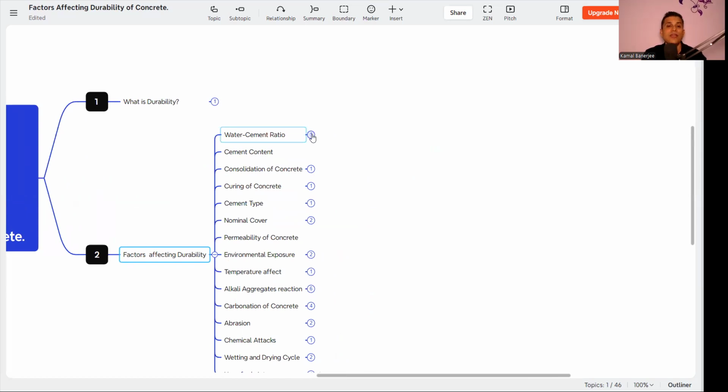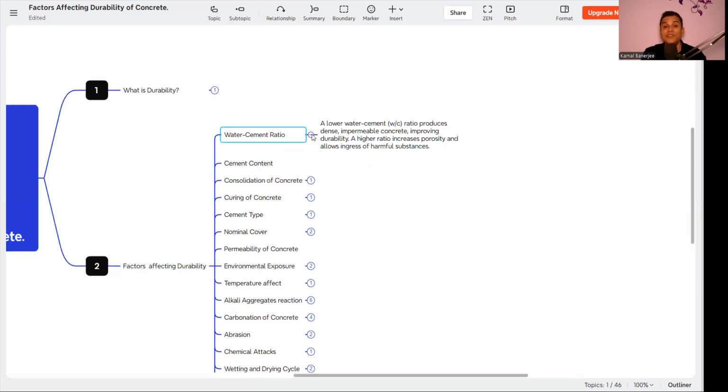We all know that the ratio in the mix of the concrete of water to cement is called the water cement ratio. Now it is called the water cementitious material ratio, because we are supplementing the cement or using different cementitious materials like pulverized fuel ash, GGBS, microsilica, everything. So it becomes the water cementitious ratio. This water cementitious ratio is very important for the durability of the concrete. A lower water cement ratio produces dense impermeable concrete, improving durability. A higher ratio increases the porosity and allows ingress of harmful substances.